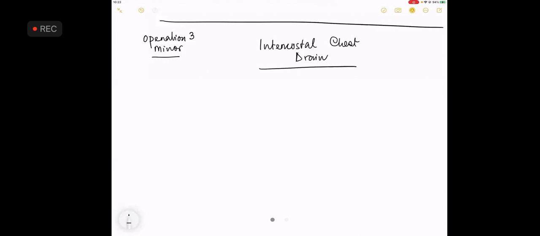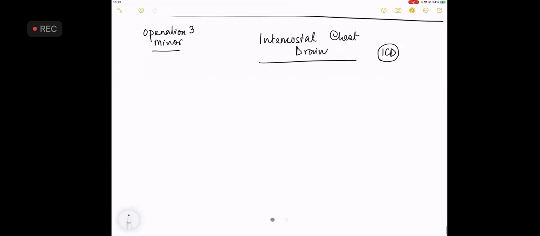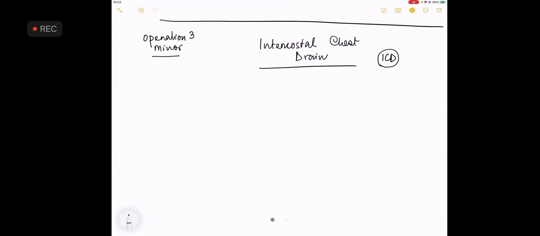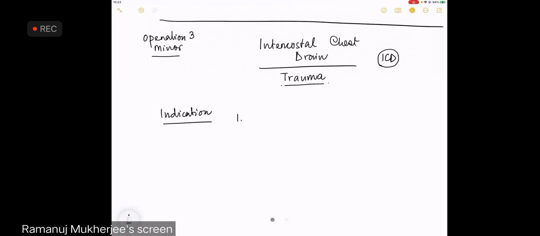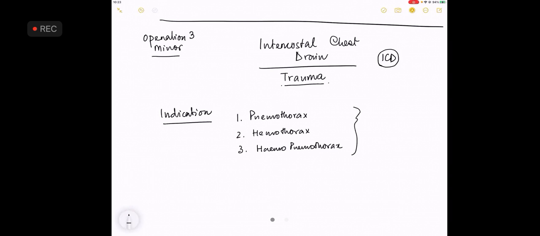We will talk about an intercostal chest drain, an ICD. Now, ICD steps are also taught by medicine guys, I think. I do not know what they are going to talk about, because I will not be confusing you, and we'll say that in ICD, particularly in patients with trauma or accidents, the indications of an ICD placement are: number 1, pneumothorax; number 2, hemothorax; number 3, hemopneumothorax. These are all seen in patients with trauma.